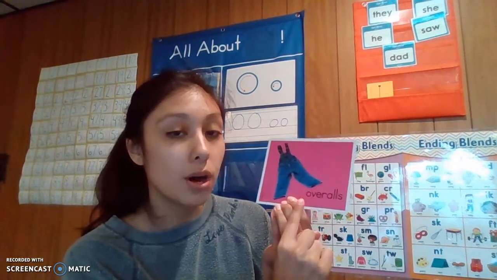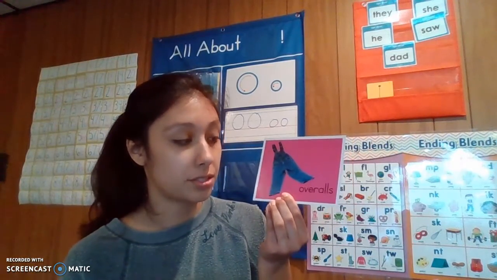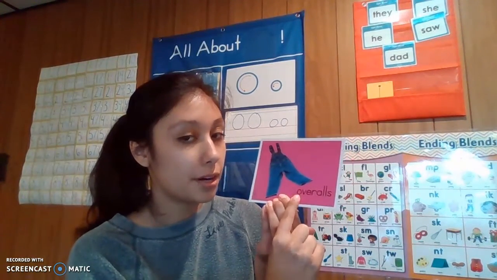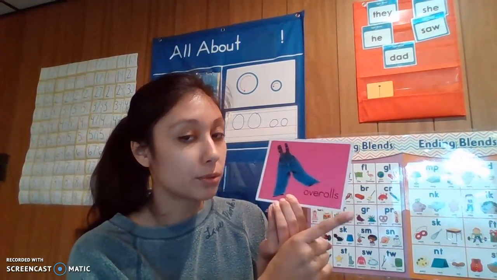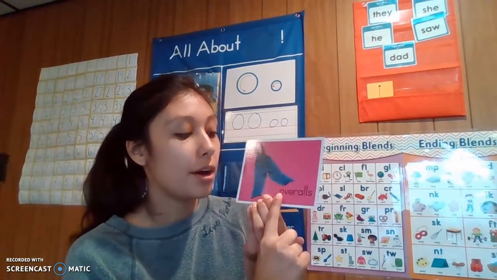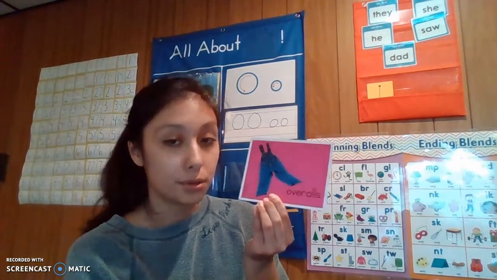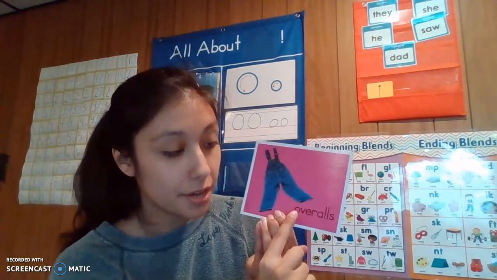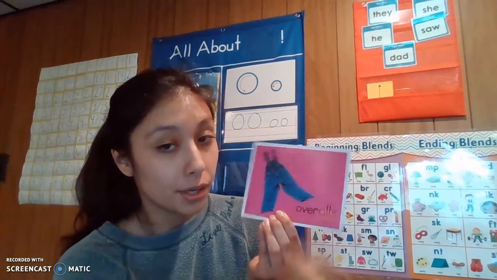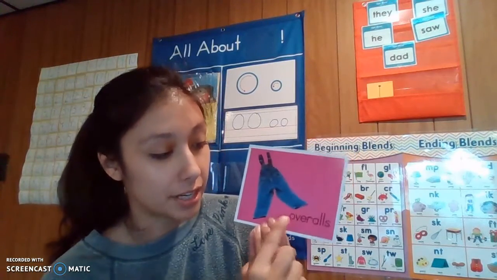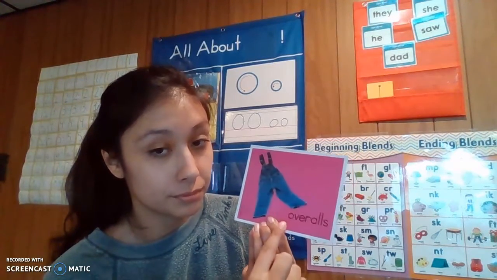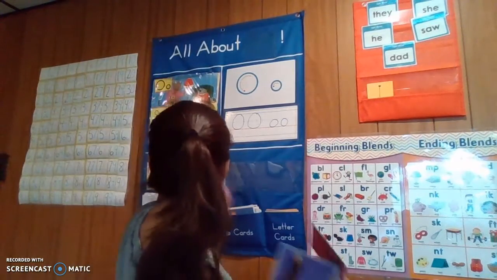All right, so for this picture, overalls, watch me sound it out. O. Overalls. Let's do that together. Get ready. O. Overalls. Again, get ready. O. Overalls. One more time, get ready. O. Overalls. And by yourself, get ready. Nice job.